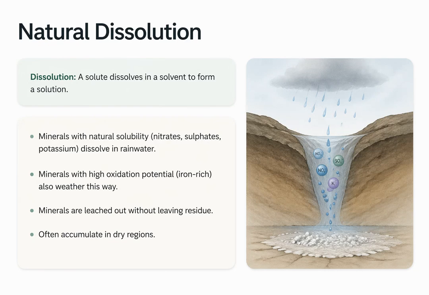The simplest form of chemical weathering is natural dissolution. In chemistry terms, this is just a solute dissolving in a solvent. When rain falls, minerals that have a high natural solubility, like nitrates, sulfates, and potassium, simply dissolve into the water. They are completely leached out of the rock without leaving any solid residue behind, and the mineral-laden water often flows away to accumulate in drier regions.